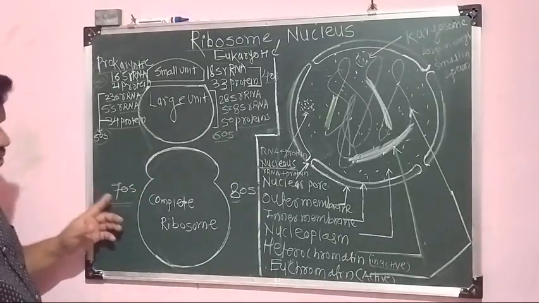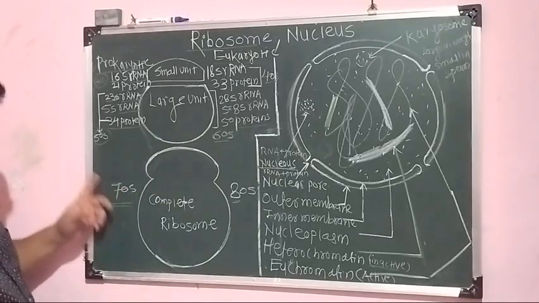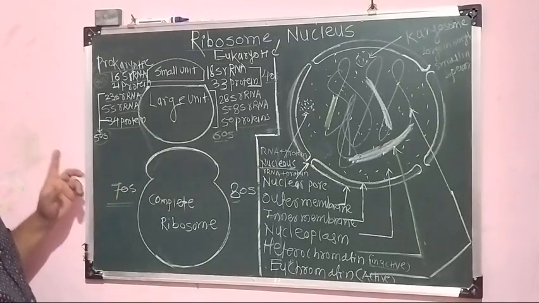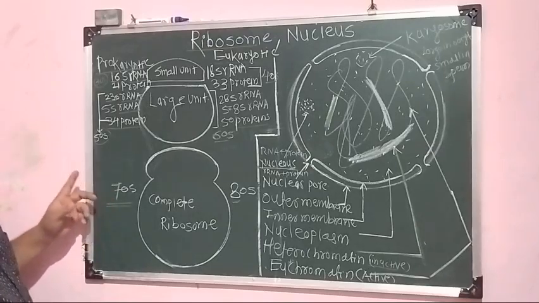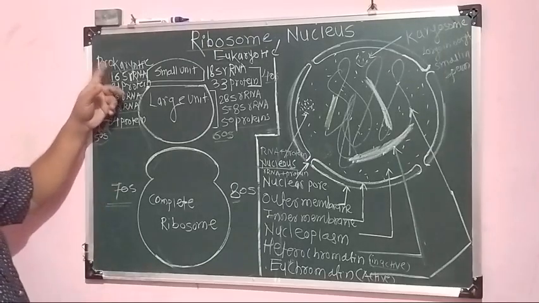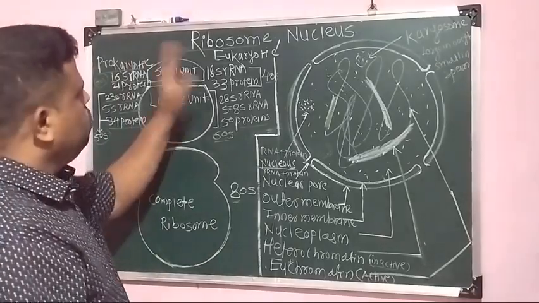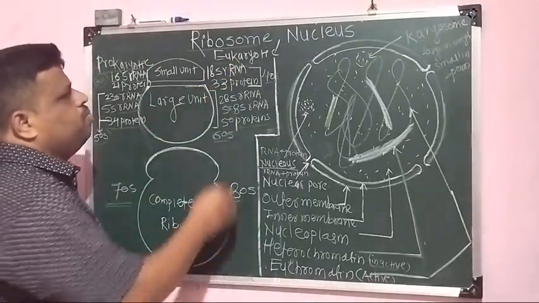So the 70S type of ribosome is mainly found in the prokaryotic cell. It is only present in the prokaryotic cell. Now just move towards the eukaryotic type of ribosome.